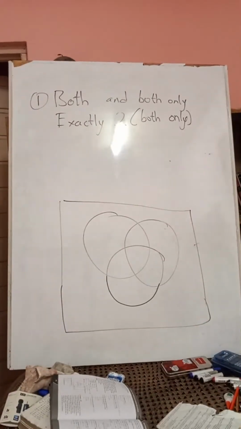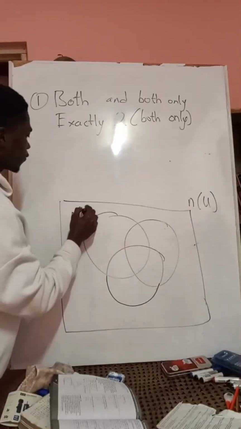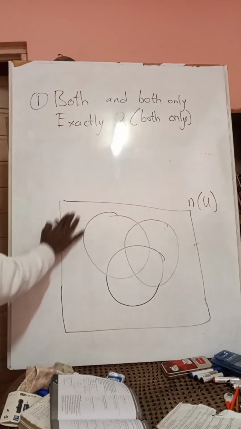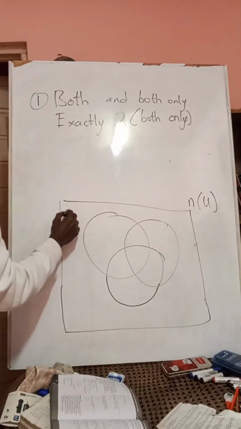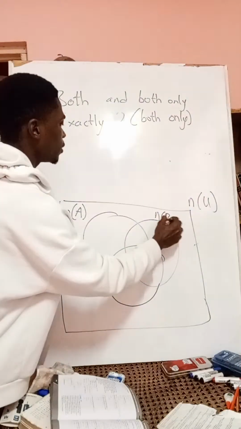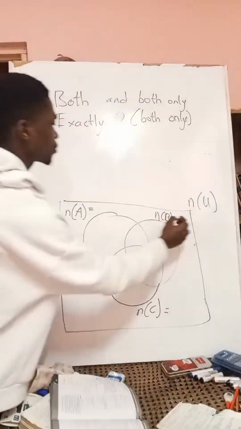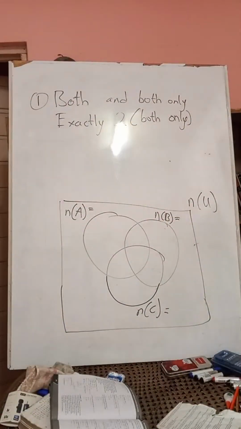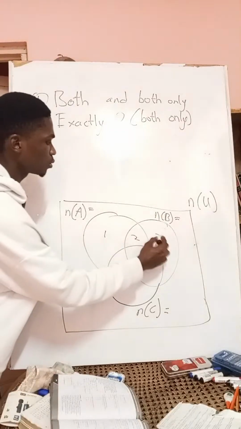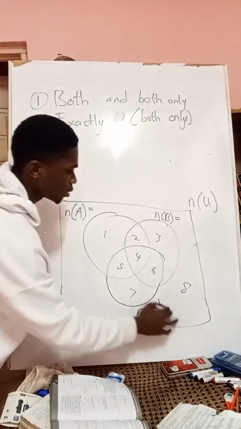Okay, good one there. So this is number of U, as we did. It's not U, it's number of U. When you write the U, it's wrong. This is number of A, this is number of B, and number of C. So now after this, I told you to number it. So let's number it: 1, 2, 3, 4, 5, 6, 7, 8.